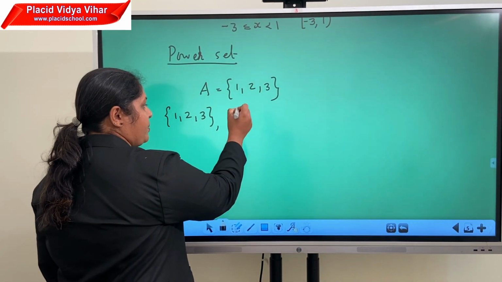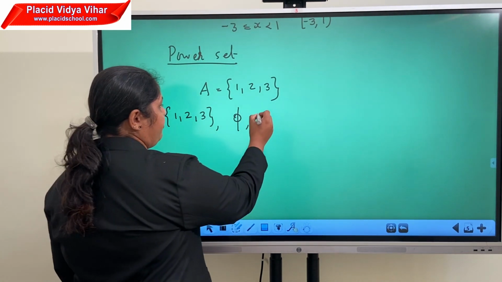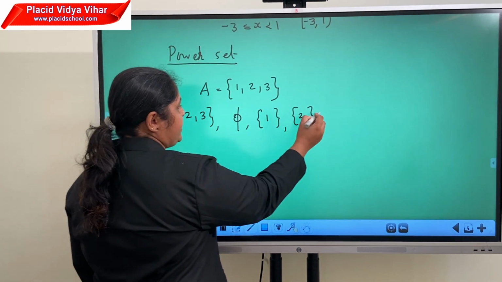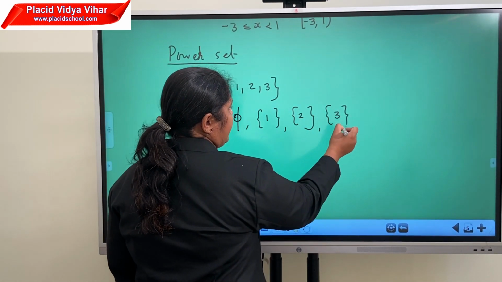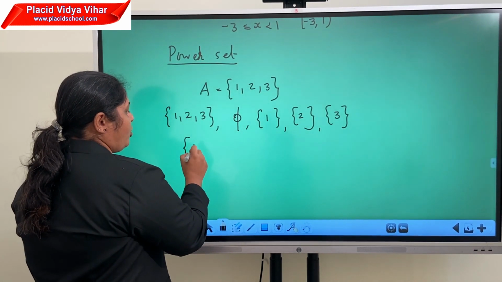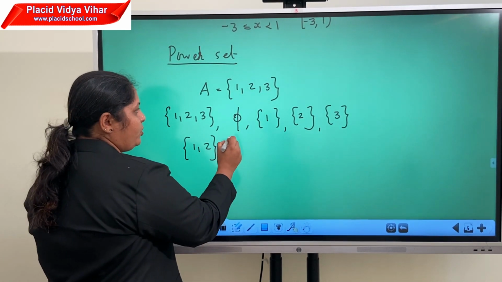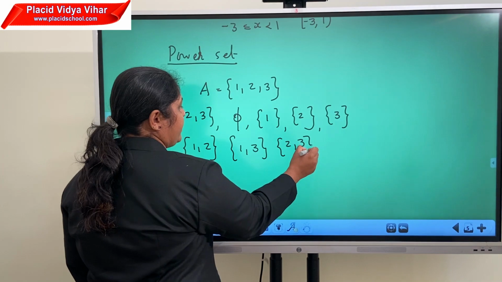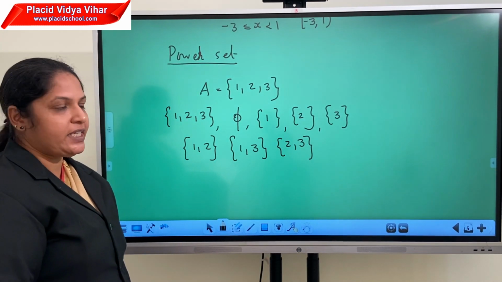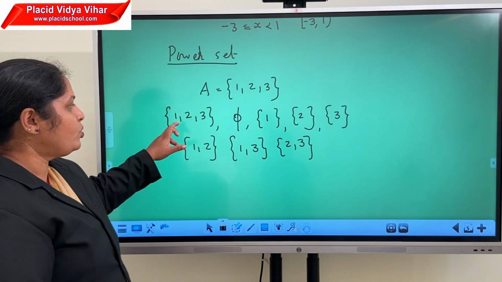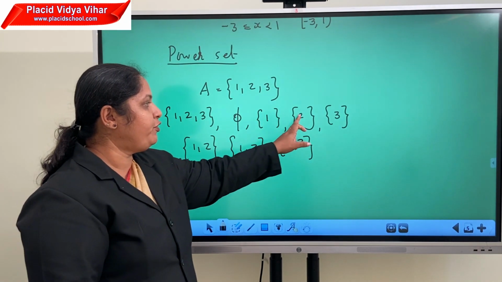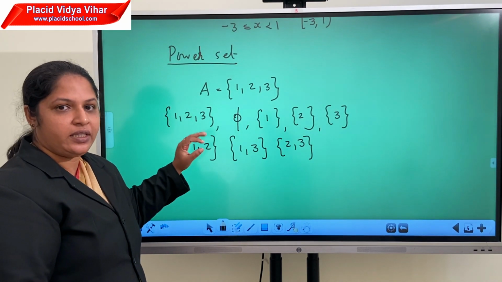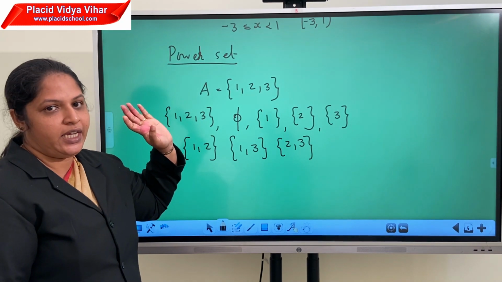Then the null set is a subset of every set. Then we have {1} as a subset. {2} can be a subset of this. {3} is a subset of this set. Then combinations of 2: {1, 2}, {1, 3}, {2, 3}. All these are subsets of this given set. Count how many sets there are: 1, 2, 3, 4, 5, 6, 7 and 8. So 8 subsets are there for this particular set A.